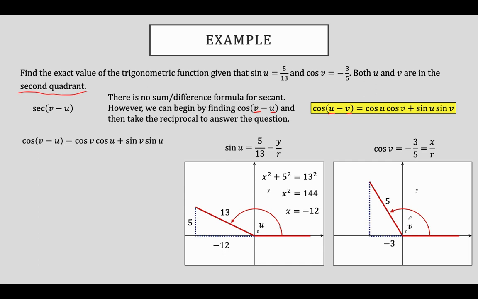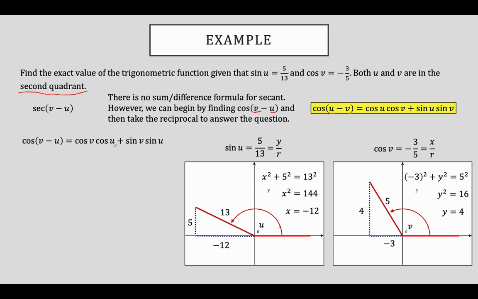We can do the same thing over here for our angle v, to find the corresponding y-coordinate. Negative 3 squared plus y squared is equal to 5 squared. Y squared is equal to 16, and y in this case is positive 4. Notice we want the positive root because our angle is in the second quadrant. All right, now that we have both of our angles drawn out, we have all the corresponding sides, our ordered pairs, x's and y's, we can now use the formula.